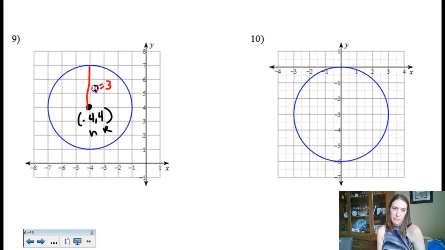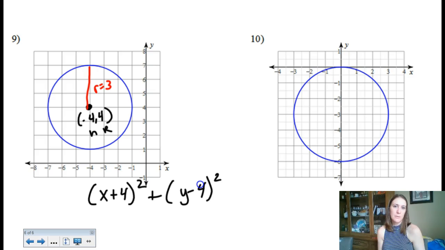So going back into our formula, you can write x minus -4, but that's just going to simplify to x plus 4 squared. And then y minus the k, so y minus 4 squared, equals, you can write 3 squared, but I'm just going to go ahead and write a 9 and skip a step.